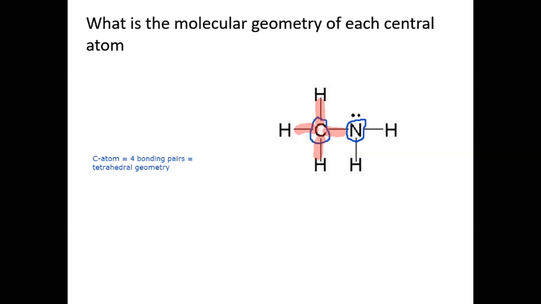Okay, now we're going to look at nitrogen. So nitrogen has 1 lone pair here, and nitrogen has 1, 2, 3 bonding pairs. So the nitrogen atom has 3 bonding and 1 lone pair. This is trigonal pyramidal.